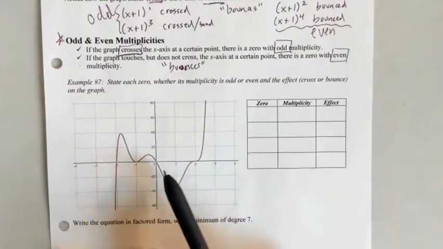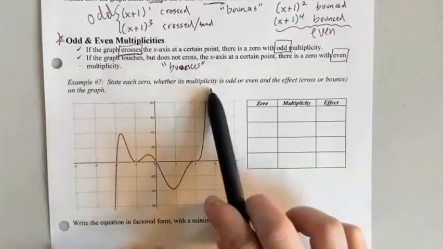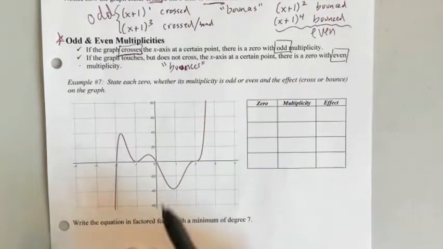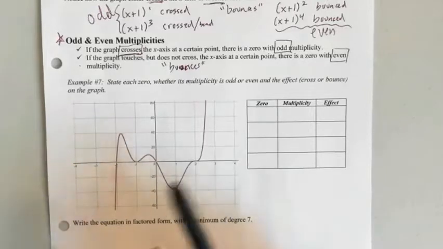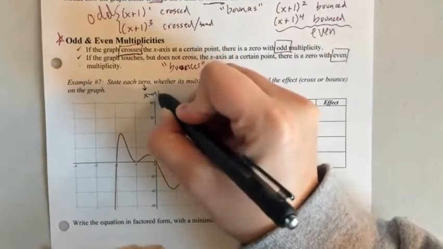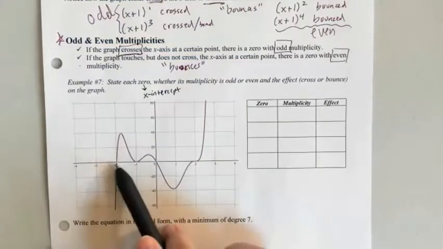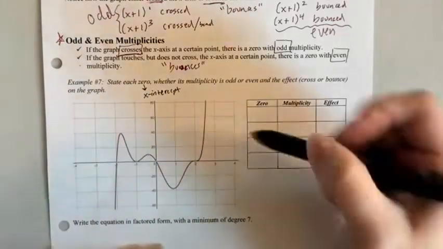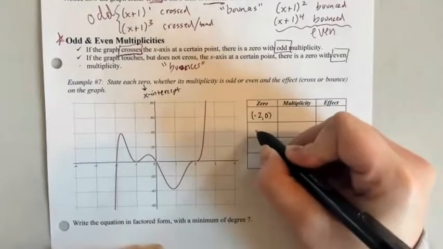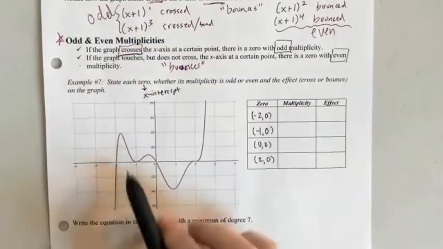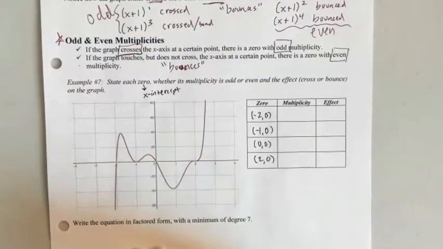Okay, so in this example, we want to go through and find every zero, state each zero, state whether the multiplicity is odd or even, and whether we're seeing a cross or a bounce at that location. So first off, I want you to think to yourself, how many zeros does this graph have? Another way to ask that is how many x-intercepts. Remember, each zero is going to correspond to an x-intercept. So how many x-intercepts do we see? 1, 2, 3, 4. -2, -1, 0, and 2. So we're going to list all of these here in our table as ordered pairs. So there's my 4 zeros, aka my 4 x-intercepts.